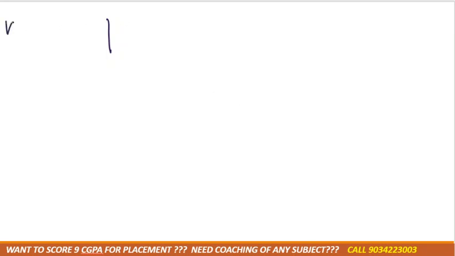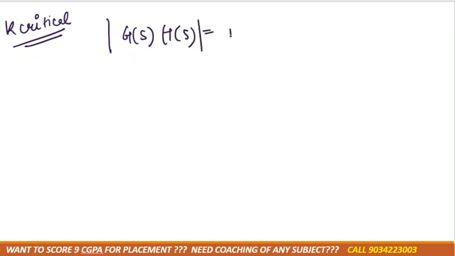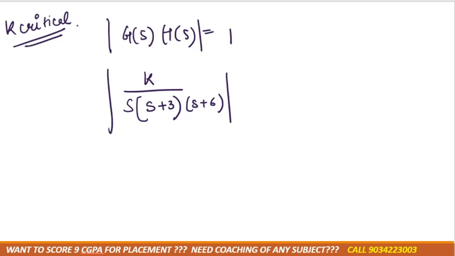How can we calculate K critical for the previous question which we have done? Suppose G of S, H of S would be equal to 1. So that would be K divided by S into S plus 3, S plus 6, as they have given. So K critical is equal to 1.